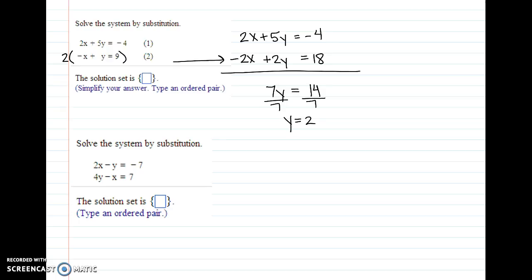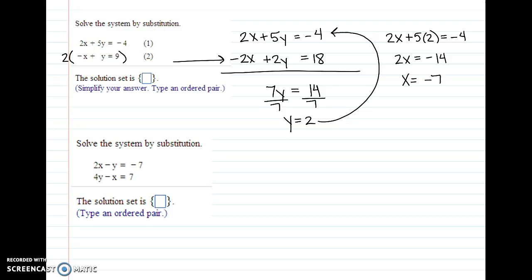From there I can plug this back into either of the 2 original equations that I want. So I'll plug it back into the first one, 2x plus 5 times 2, because remember we just found y equals 2, equals negative 4. So if I subtract the 10 from both sides, I get 2x equals negative 14, and divide by 2, x equals negative 7. So my ordered pair solution would be negative 7, comma 2.